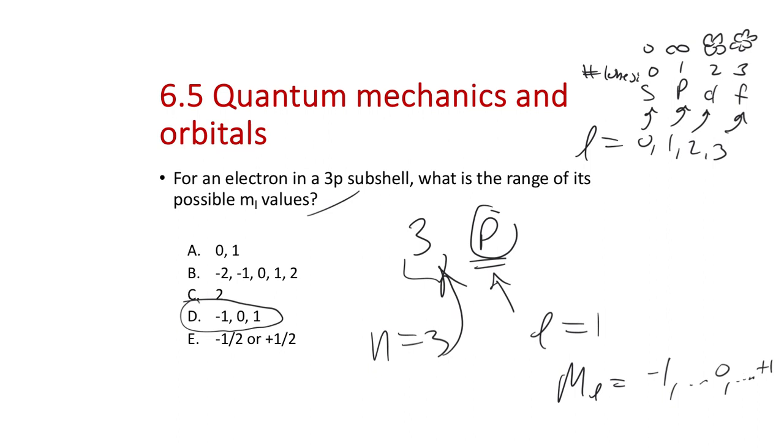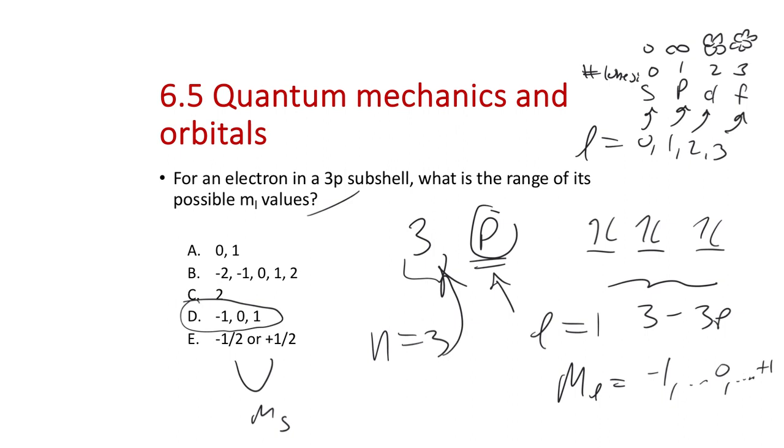And so the range of those values is telling us we have 3 3p orbitals. And then the m sub s value is what is given here. The m sub s of each electron in each of those m sub L values could either be +0.5 or -0.5. So we can have 2 electrons in each orbital maximally.